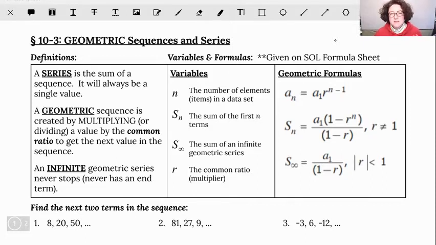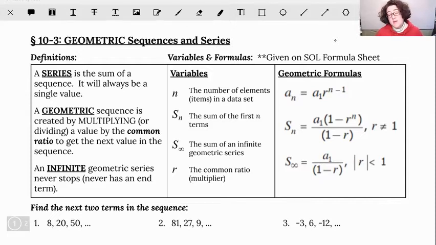So we still have a sequence, which is just a list of numbers. Geometric just tells us what type of pattern we have, that we multiply or divide to get to the next number. We still have series, which is going to be the sum of all the values in that sequence.